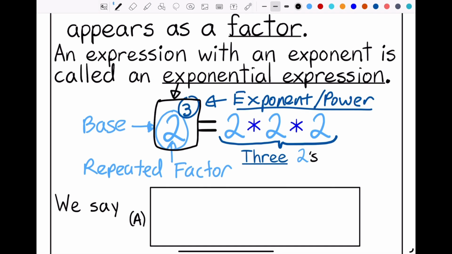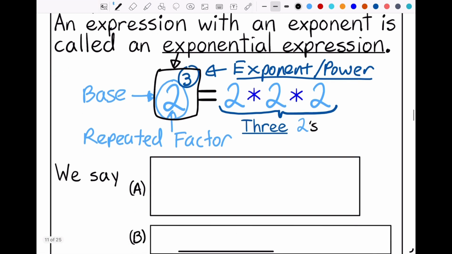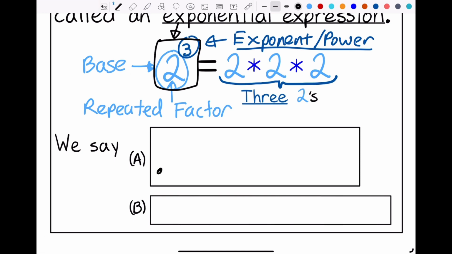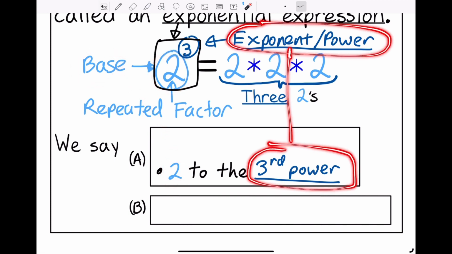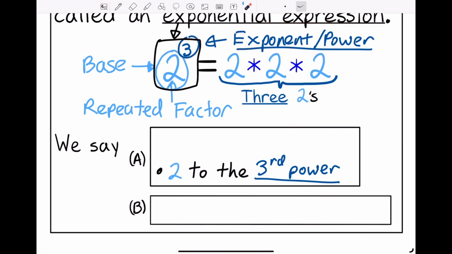Now let's go over the different ways to say and write these exponential expressions using words. The first way that people say is we say 2 to the third power. And let's go over how we're saying this. So let's write this down. We first say what our base is, which is 2. And then the third power references the exponent or power of our exponential expression, which is 3. So first we say what our base is, and then we say what our exponent or power is.